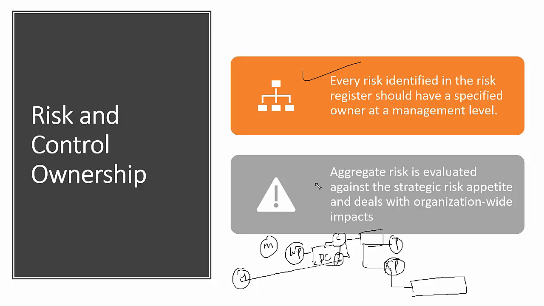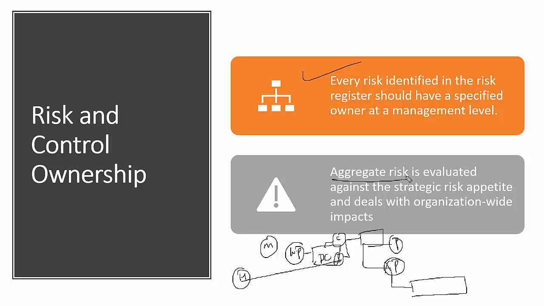We need to check how one risk impacts the overall organization, and that concept is called aggregate risk. Aggregate risk is evaluated against the strategic risk appetite and deals with the organization-wide impact. If I ignore the risk only from the one asset point of view, saying this asset does not have a value, it can backfire at a later stage.